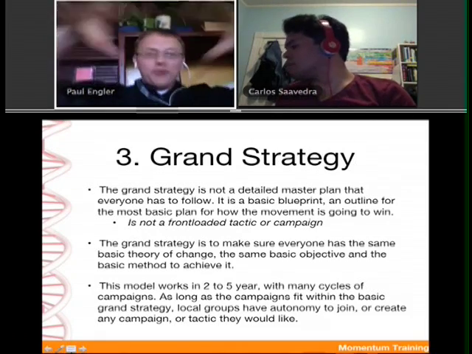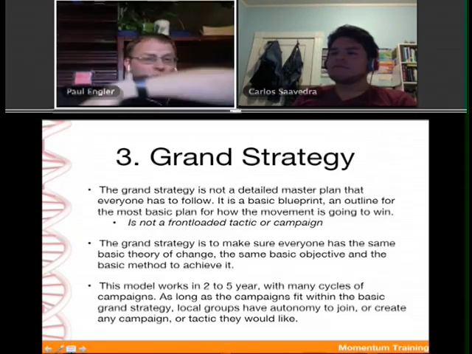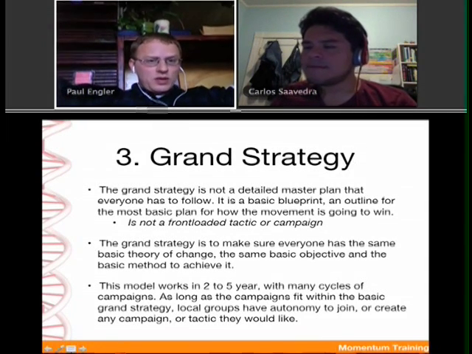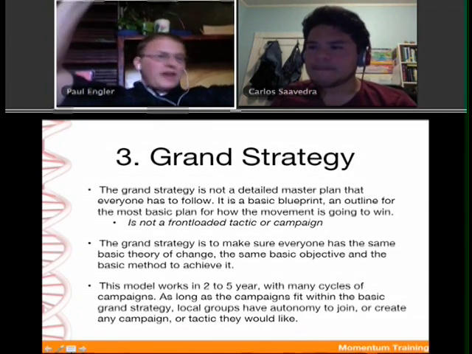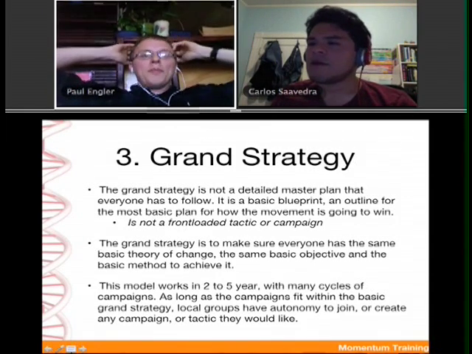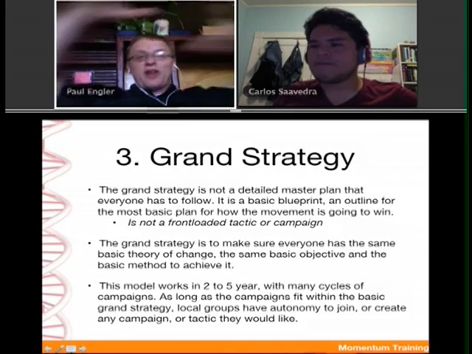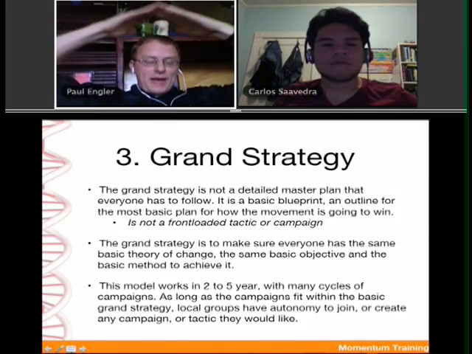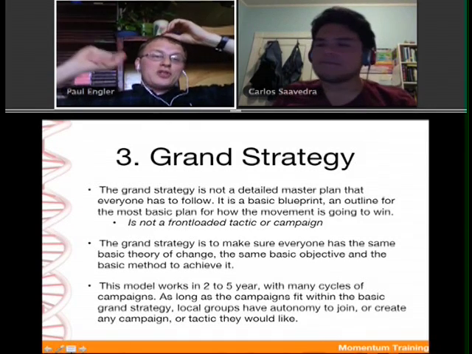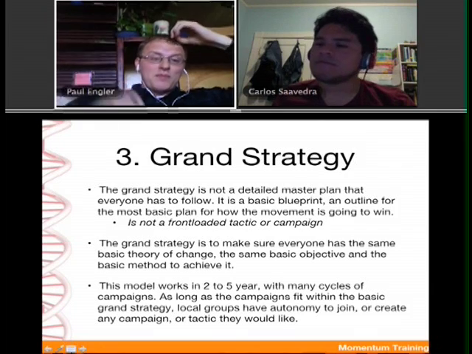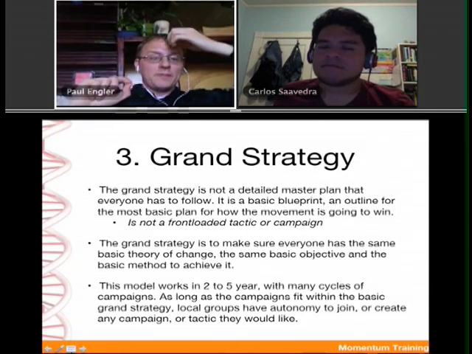You don't have to figure out every little action or tactic or campaign. You want to give a lot of autonomy for people to do whatever they want to, whether it's a divestment campaign or a sit-in or an occupation or whatever. But everybody needs to understand that all their diverse efforts are around the same basic strategy. The grand strategy is to make sure everyone has the same basic theory of change, the same basic objective, and the same basic method to achieve it.